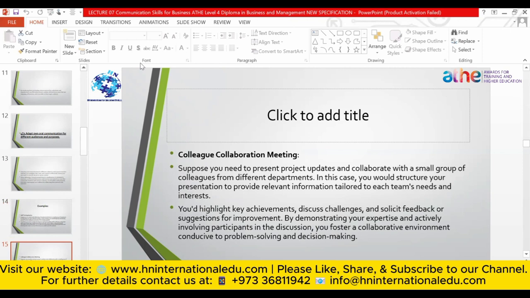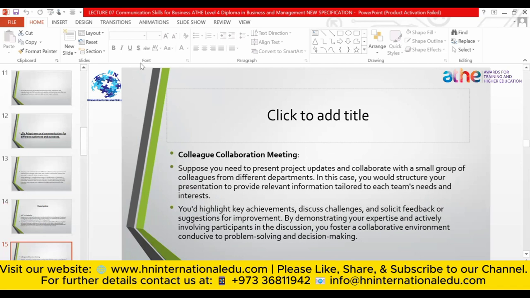Next, a collaboration meeting. Suppose you need to present project updates and collaborate with a small group of colleagues from different departments, maybe from R&D, marketing, quality assurance, and so on. In this case, you would structure your presentation to provide relevant information tailored to each team's needs and interests. That is, according to their wants and needs, we're going to have a discussion, have a collaboration. You would highlight the key achievements, discuss challenges, and solicit feedback or suggestions for improvement.